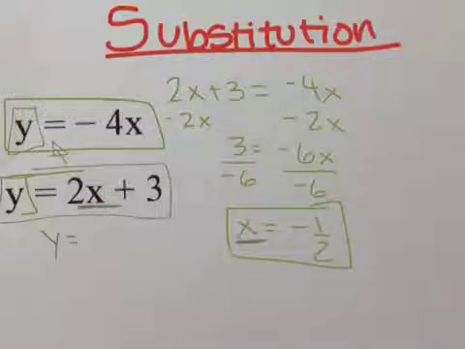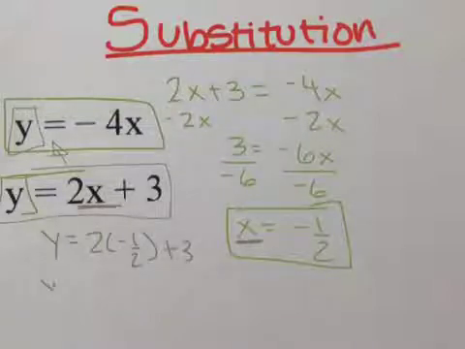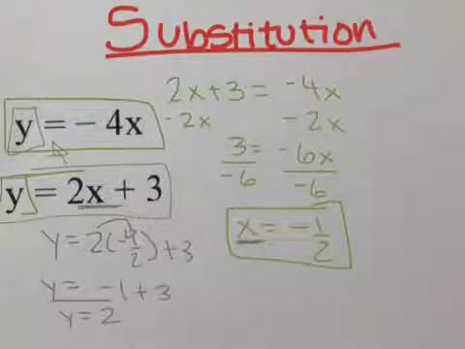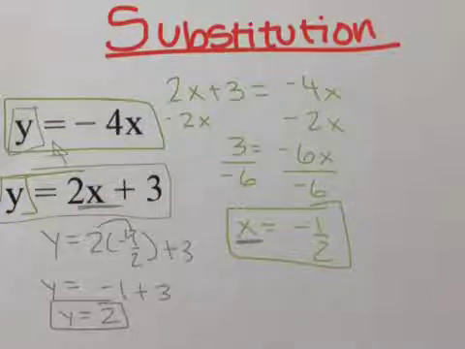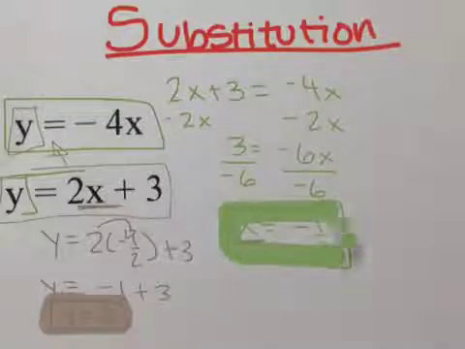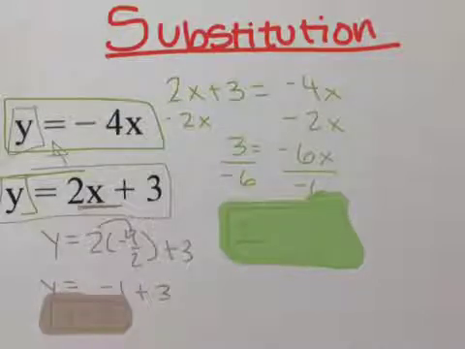y equals 2 times negative 1/2 plus 3. y equals 2 multiplied by negative 1 divided by 2, which equals negative 1 plus 3, because we distributed it. So y equals 2. So we found our y value and we found our x value. So that is all you do for substitution.